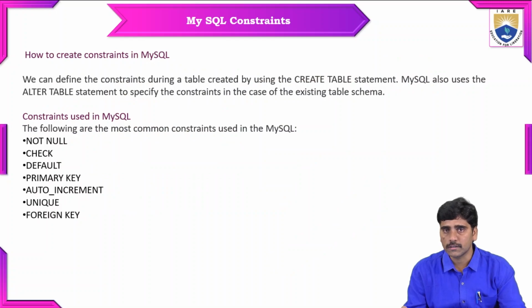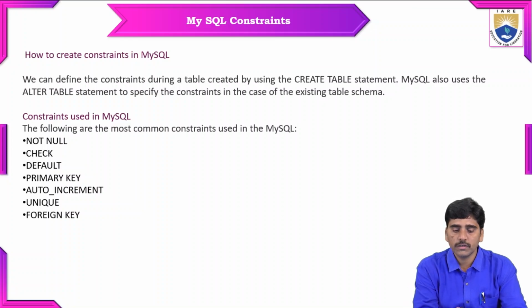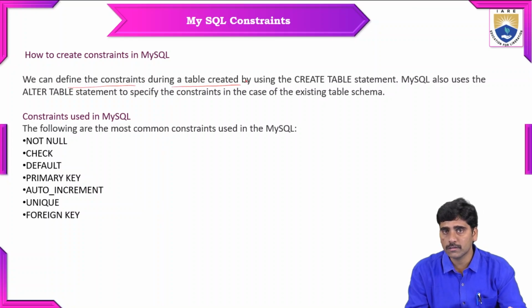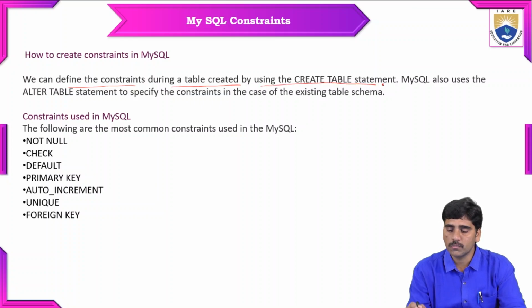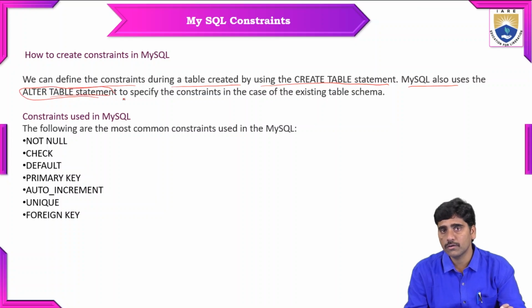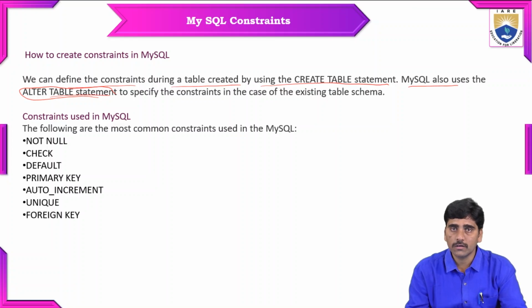So how to create constraints? We know the types of constraints, but how can we define them? We can define the constraints during table creation, while creating the table itself, by using the create table statement. MySQL also uses the alter table statement, so you can apply constraints by providing an alter table statement as well.